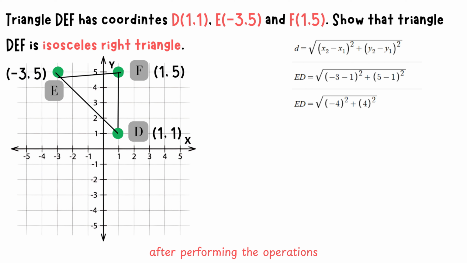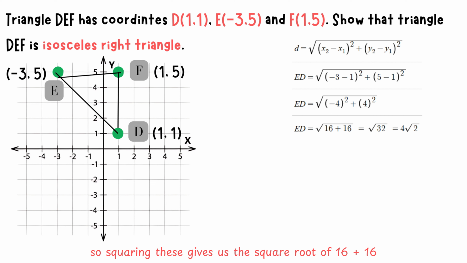After performing the operations, we have the square root of quantity negative 4 squared plus 4 squared. So squaring these gives us the square root of 16 plus 16. Add these and it becomes the square root of 32. And when we simplify, it gives us 4 square root of 2. So since it is not the same as the other two sides, this proves that we have an isosceles triangle.